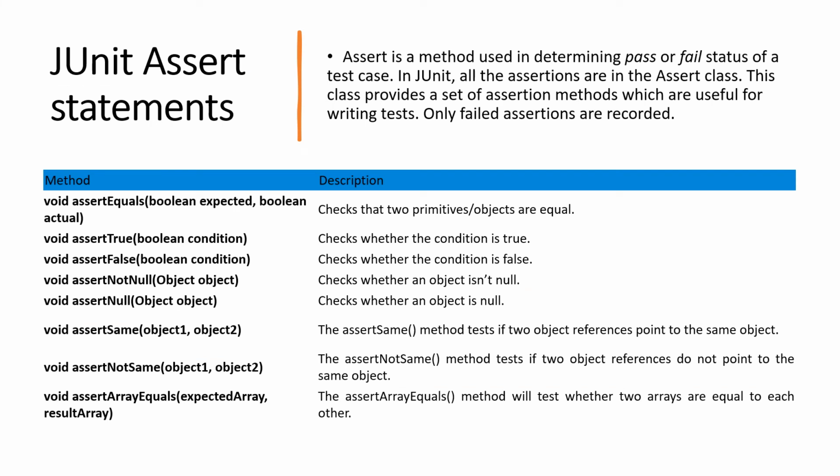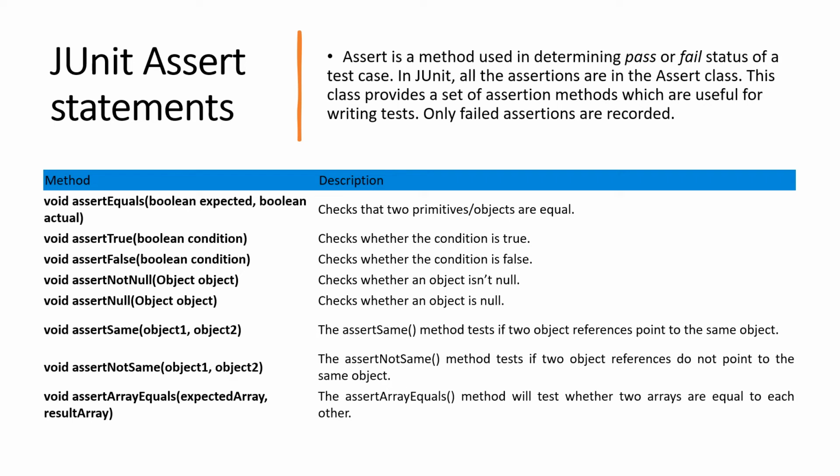Now we'll talk about JUnit assert statements. Assert is a method used in determining pass or fail status of a test case. In JUnit, all the assertions are in the Assert class. This class provides a set of assertion methods which are useful for writing tests. Only failed assertions are recorded. Now let's dive deep into the methods one by one. The first one is assertEquals. So it checks that two primitives or objects are equal or not.